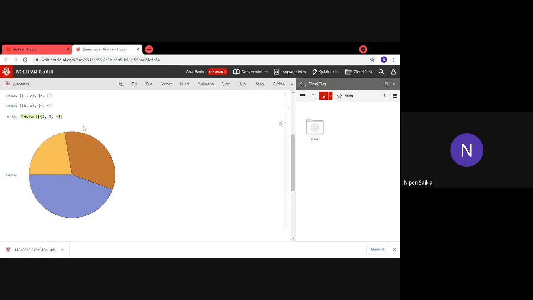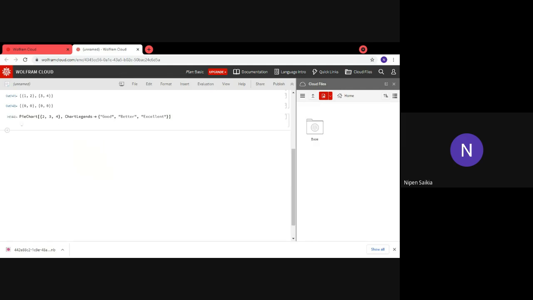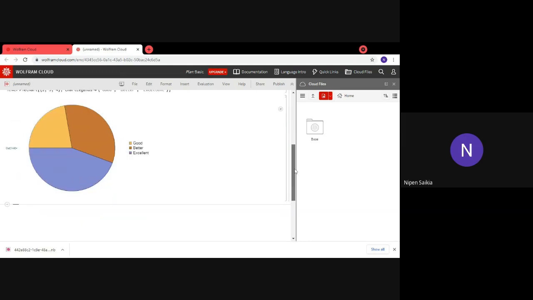But we want to define these colors. So we'll just put a comma and then use the command ChartLegends. Then one there, right arrow, and we'll put, using double inverted commas, good, then better, and then we can put here excellent, say. Then we give the command shift enter. So our pie chart comes like this. This part is good, this is better, and this is excellent. So we can draw the pie charts.